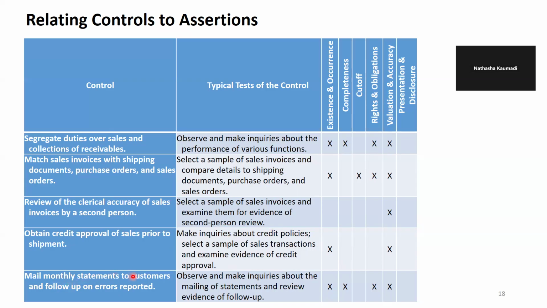Likewise, mail monthly statements to customers and follow up on errors reported. That is their process. So how are you going to test it? Observe and make inquiries about the mailing of statements and review evidence of follow-up. Sometimes you can get the follow-up evidences and then copies of the letters sent. Likewise, you collect evidences whether that control has actually happened.